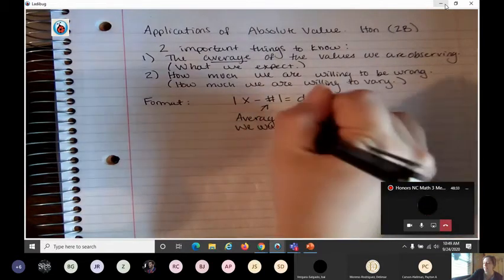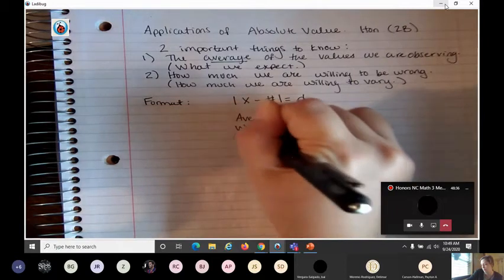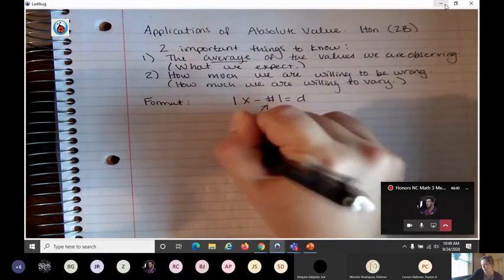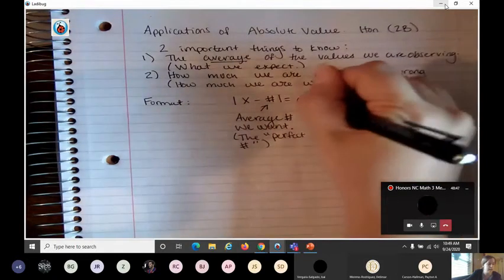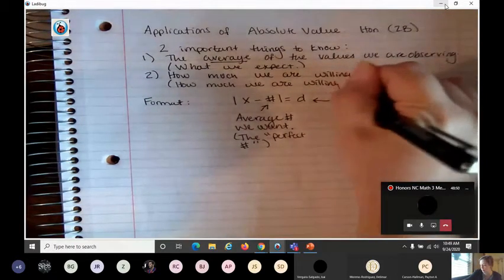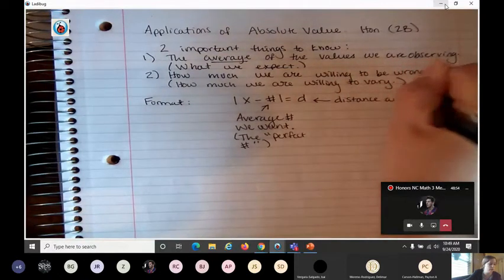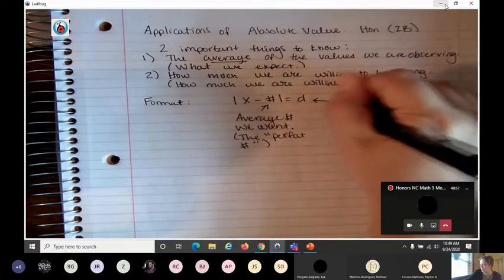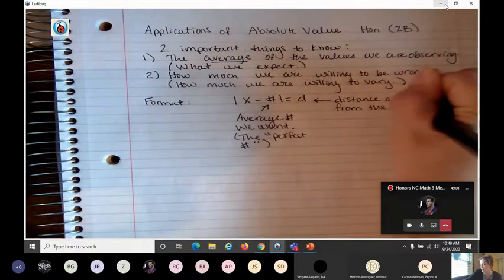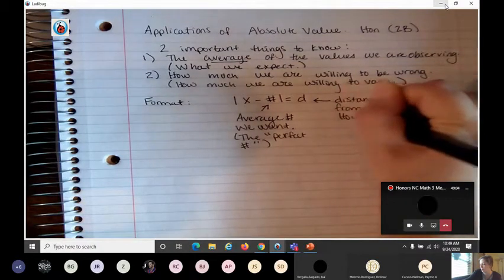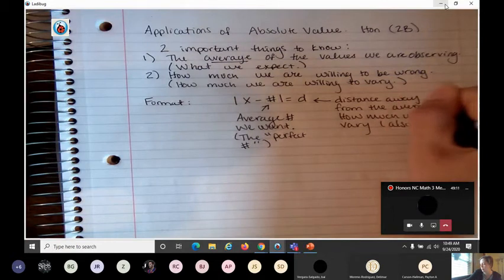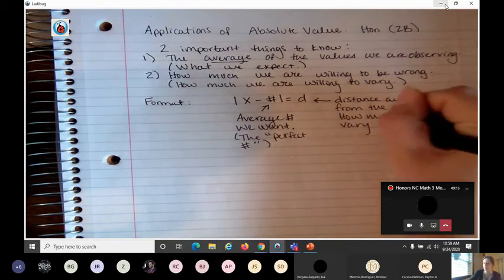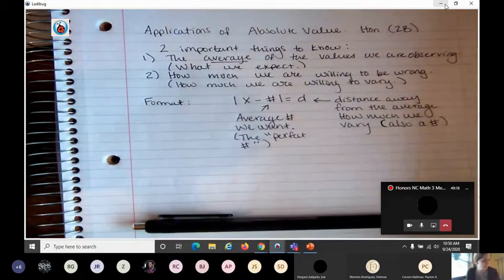Okay, this is like the ideal number. And D is going to be the distance away from the average, or how much we vary. And this is also a number, just a different number than the one over here. Okay, so what questions do you guys have?